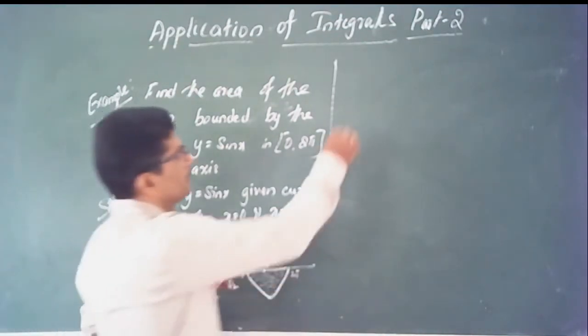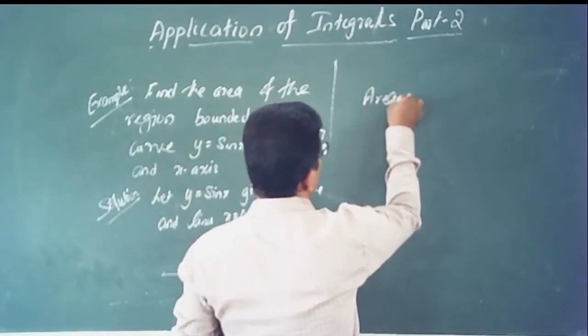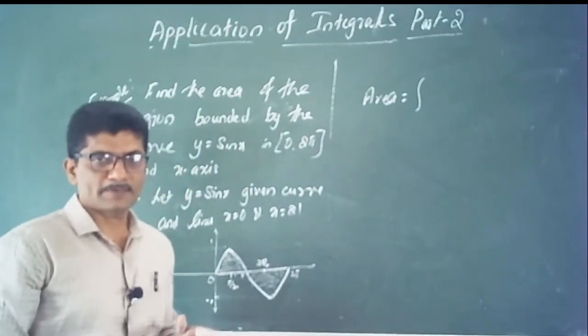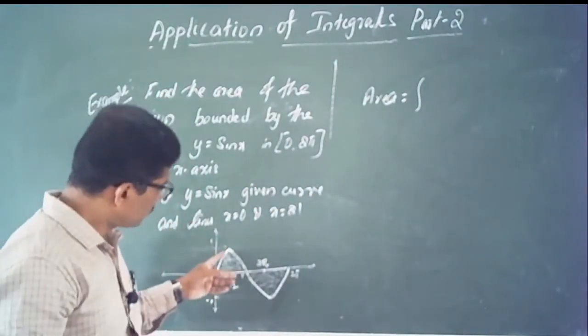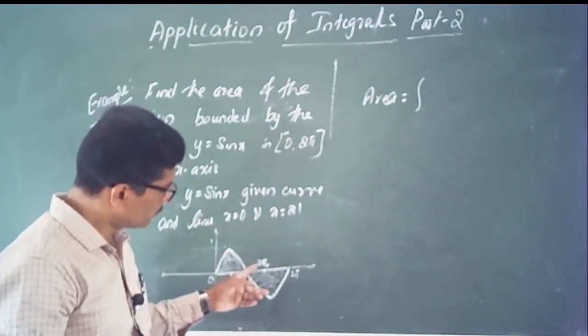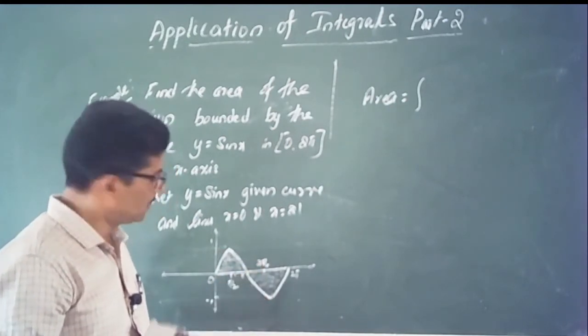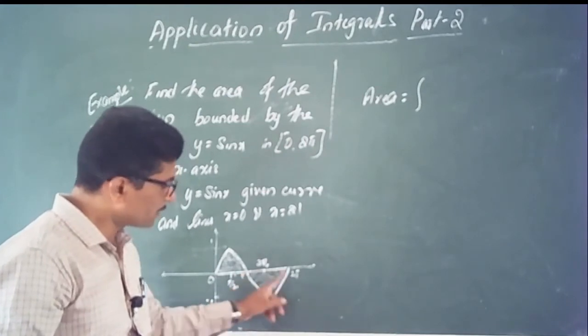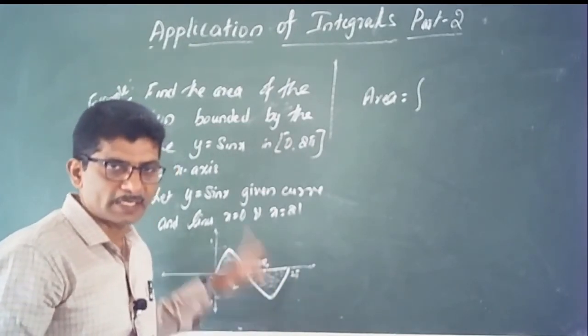Then required area is equal to integral. Here also verify from the diagram. Some portion is above the x-axis, some portion is below the x-axis. Above the x-axis from 0 to pi and below the x-axis from pi to 2 pi. The same curve and the x-axis.